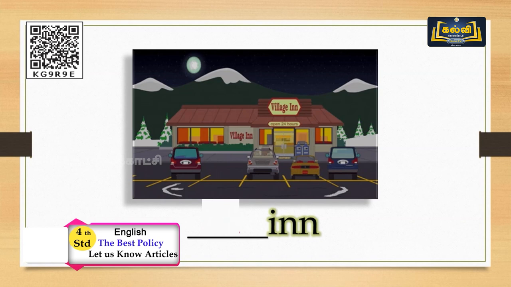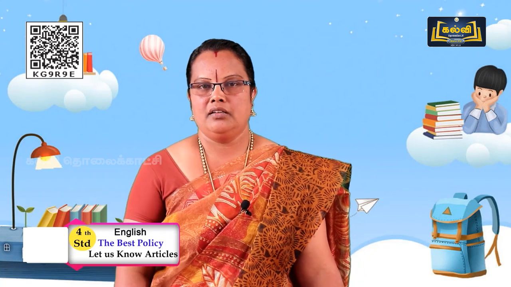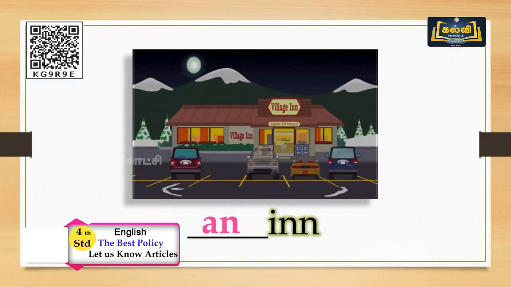Coming to the next picture. This is an inn. Inn is a small hotel. Inn. You just see the spelling and the sound of the spelling. I-N-N. So which article should you use? Whether A or an? Yes, it is obviously understood. An inn. An inn. You're right.